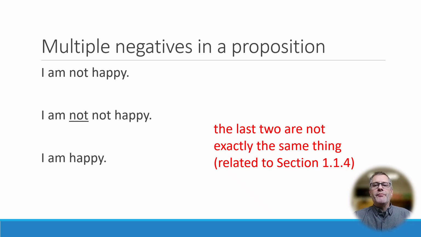Section 1.1.4, it talks about how groups can be weird when you apply negatives to them. So a group of students or a group of animals or something of that nature.